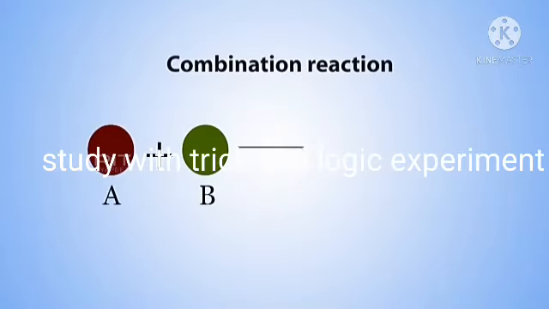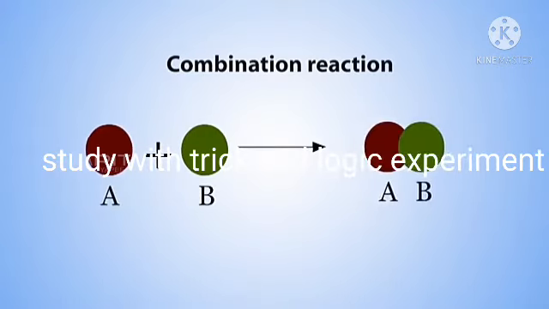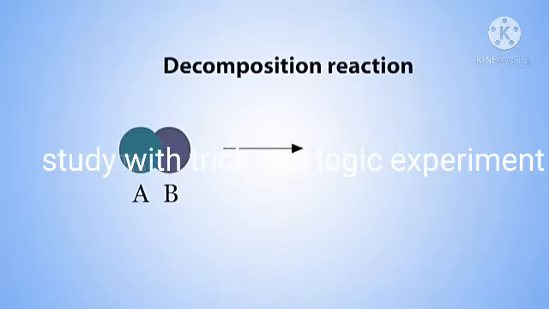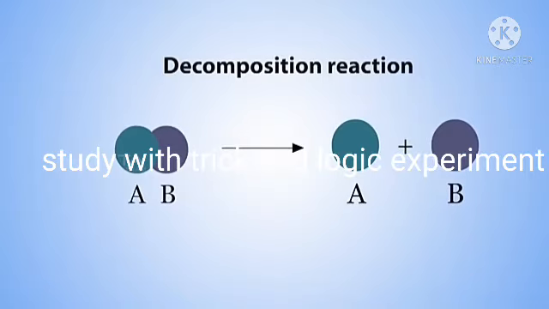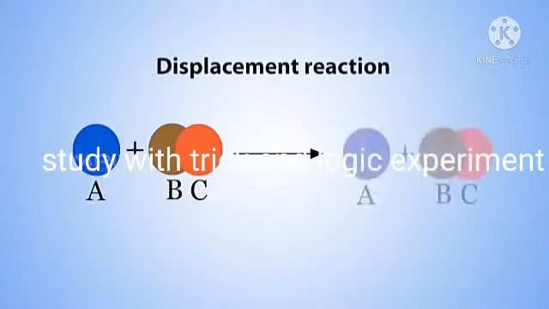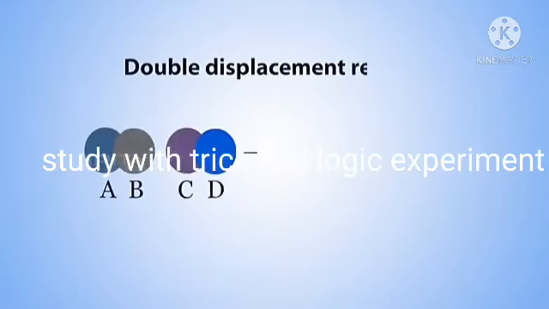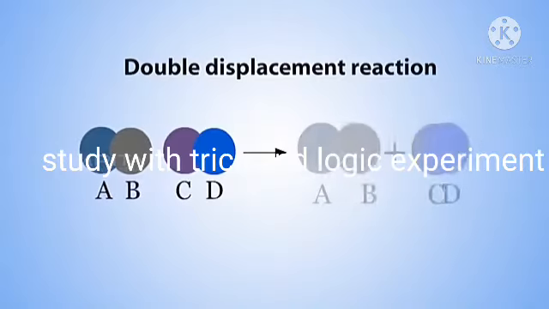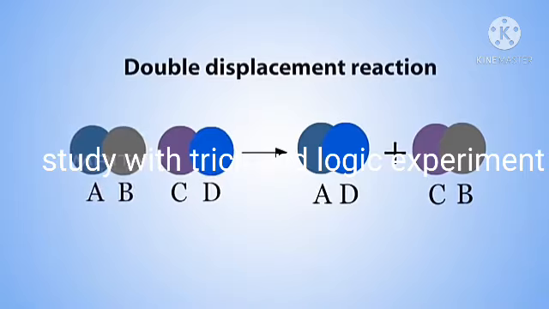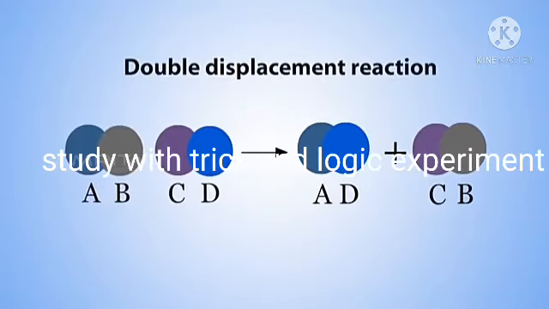In a combination reaction, two or more substances combine to form a new compound, whereas in a decomposition reaction, a single compound undergoes a reaction that produces two or more simpler substances. In a displacement reaction, one element replaces a similar element in the compound, whereas in a double displacement reaction, the ions of two compounds exchange places in an aqueous solution to form two new compounds.